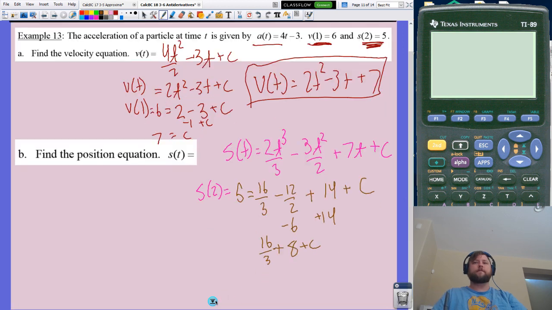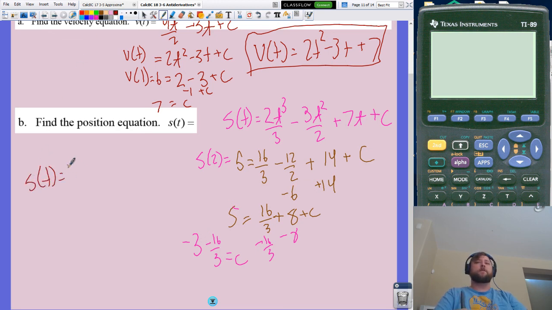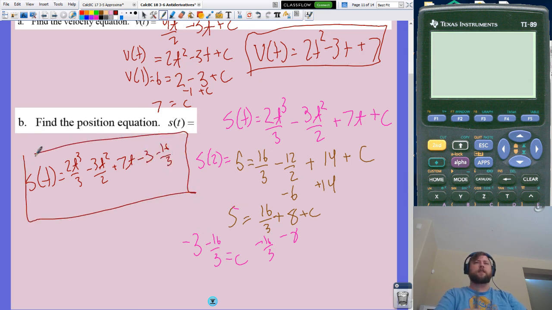So this is negative 6 plus 14, which is going to be positive 8 plus c and 16 thirds. So you have to subtract these things on both sides, equals that 5. To solve for your c, you're going to subtract 8 and 16 thirds. So 5 minus 8 is negative 3, minus 16 thirds equals your c. I'm going to leave it like that because you can do that in calculus. So s of t equals 2t cubed over 3 minus 3t squared over 2 plus 7t minus 3 minus 16 thirds. This is legal unless I messed up somewhere. Yep, I think that's enough.